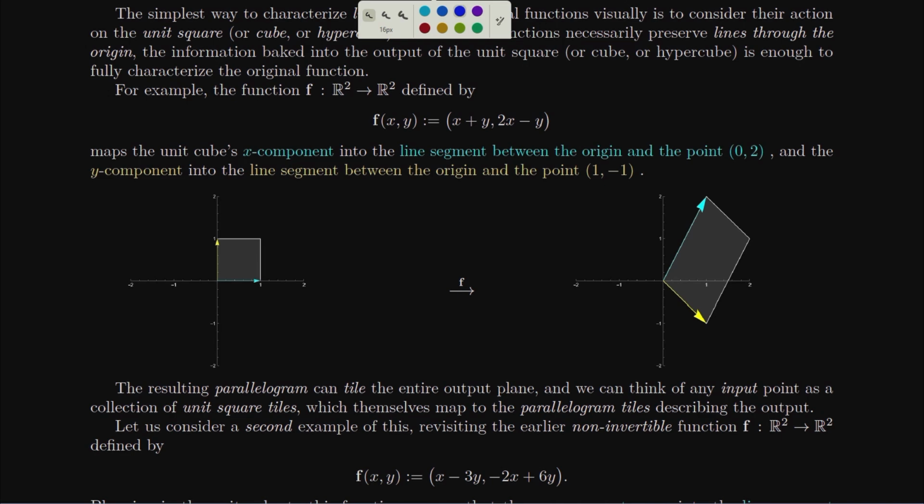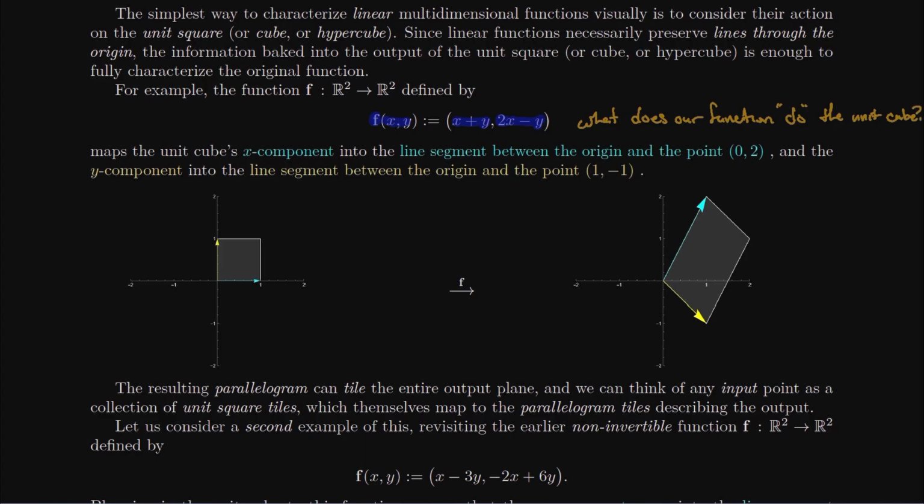Let's look at a linear function, maybe f of x, y is x plus y, 2x minus y, and let's ask ourselves, what does our function do? Put that in quotes, like how does it modify the unit cube, or in this case, the unit square because we're in 2 dimensions, but some sort of unit box in whatever number of dimensions our function maps. So we start with the unit square and we ask ourselves, what does it look like under the action of f?